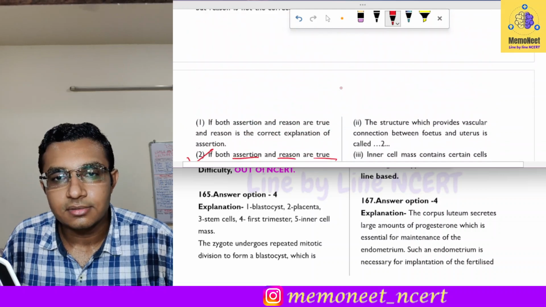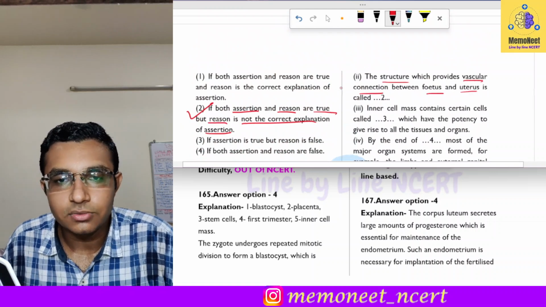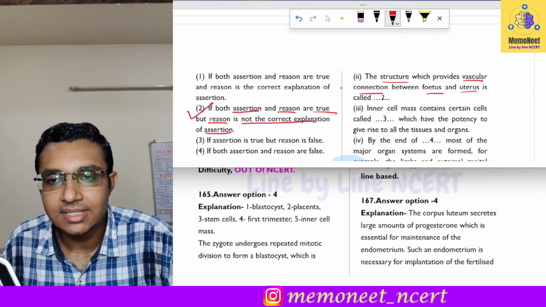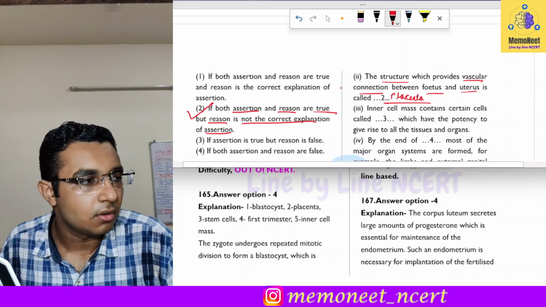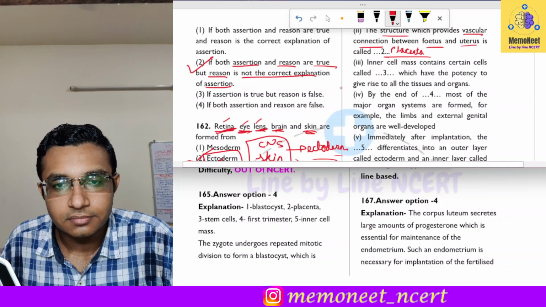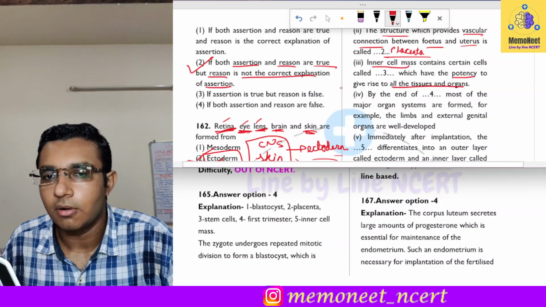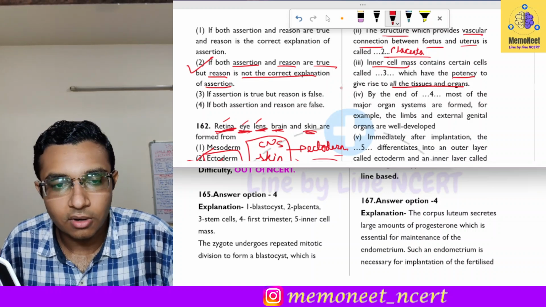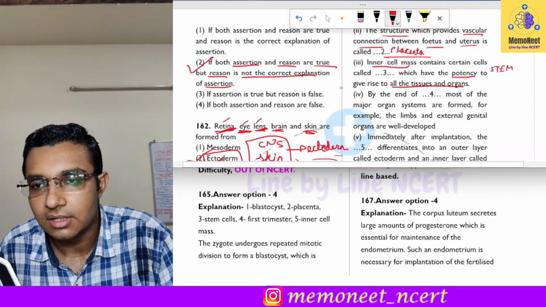Next statement is: the structure which provides vascular connection between the fetus and the uterus is called what? The structure which provides the vascular connection between the fetus and the uterus is called the placenta. The third statement is: the inner cell mass contains certain cells called dash which have the potency to give rise to all the tissues and organs. Such cells which have the potency to give rise to all the tissues and organs are called the stem cells. So in third place there will be stem cells.